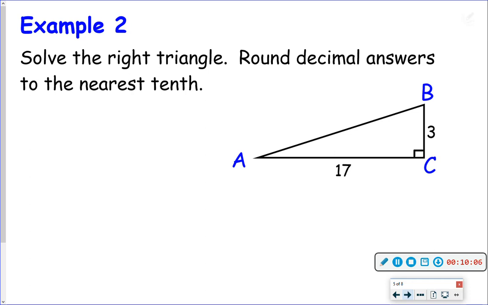First, I'm going to label what it is I need to find. Well, we need our hypotenuse. I'm just going to call it side C. And we need angle B and angle A. Let's get the hypotenuse, okay? So an easy way to get the hypotenuse, if you know two sides of a right triangle, I'd go old school: Pythagorean theorem. That's easy enough.